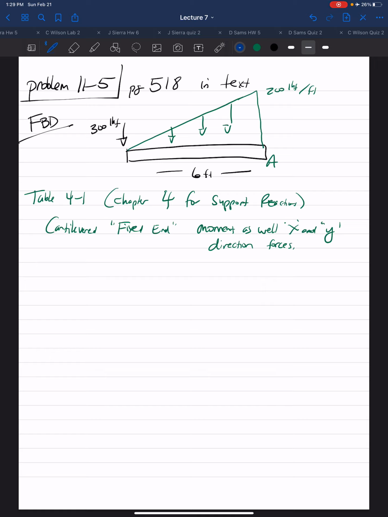So our resultant force from the triangular loading is half the base times the height. So it'll be somewhere right here. We have 1/2 times 6 feet times 200-pound force per foot.